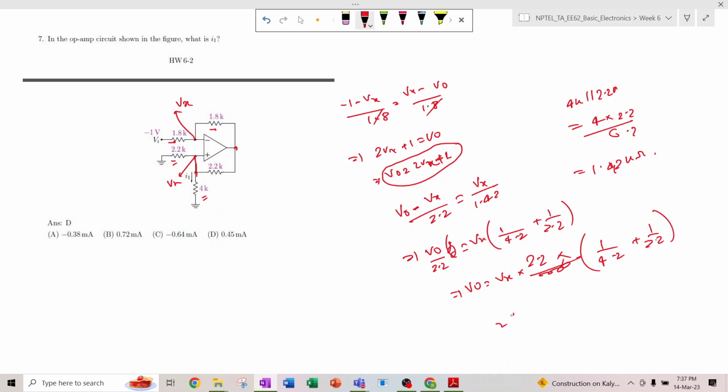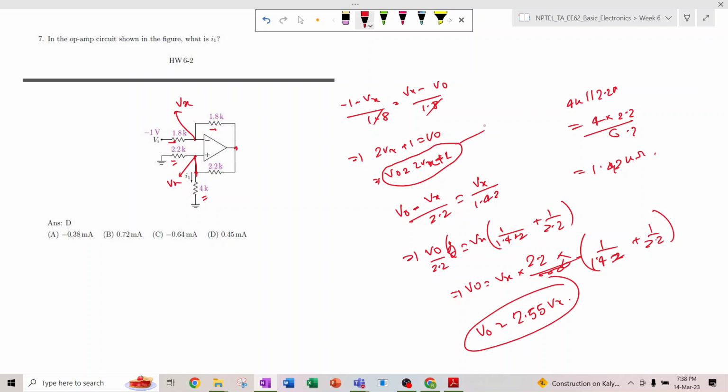Okay. So it will be 1.42. This will be 1.42. So 1 divided by 1.42 plus 1 divided by 2.2 into 2.2. Yeah, so it comes out to be 2.55. So 2.55 Vx. So V0.